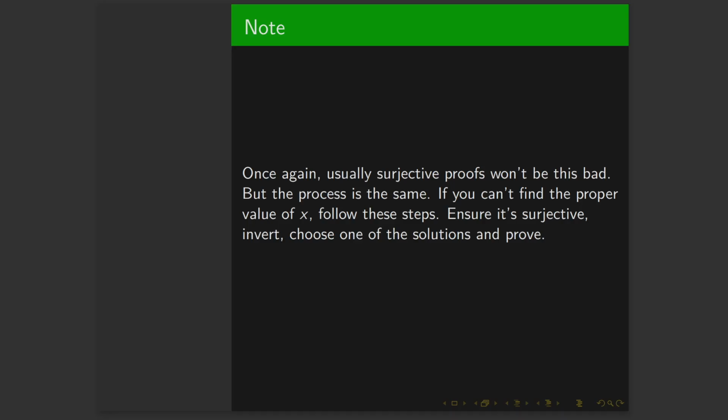And once again, the proofs won't be this bad. The idea is if you can't find what value of x, you can follow these steps. Ensure that your function is surjective, then invert it, because you're not sure if it has one solution or many solutions, or even if it's injective, but you can still just assume it's invertible and then just choose one of the solutions. Then after that, go back and prove your claim.